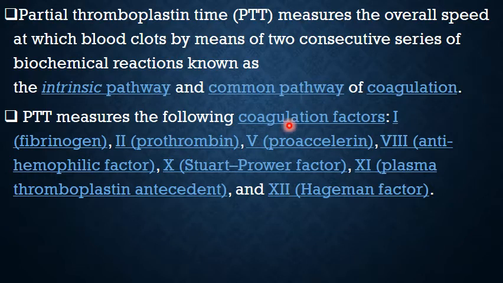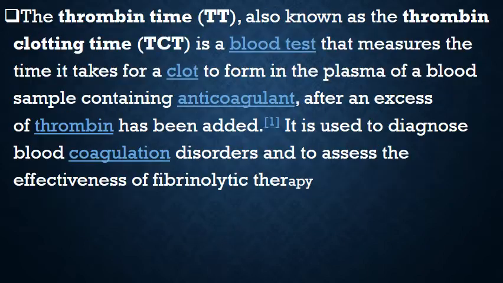Partial thromboplastin time, PTT, measures the following factors: fibrinogen 1, 2, 5, 8, which is the antihemophilic factor and is important, and 10, and 11 and 12, plasma thromboplastin and Hageman factor. All these coagulation factors are assessed by partial thromboplastin time.